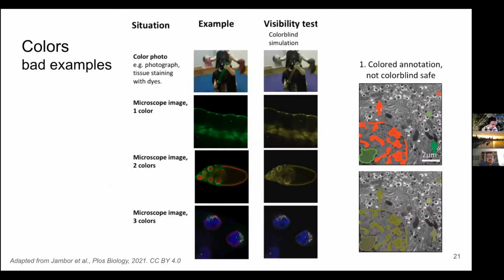And it's important that both images and annotation and labels are colorblind safe. So here we can see some examples that are not accessible, where multiple colors, 2 or 3 colors, appear the same in the colorblind simulation, or where a colorblind reader cannot tell the difference between the green and the red labels.